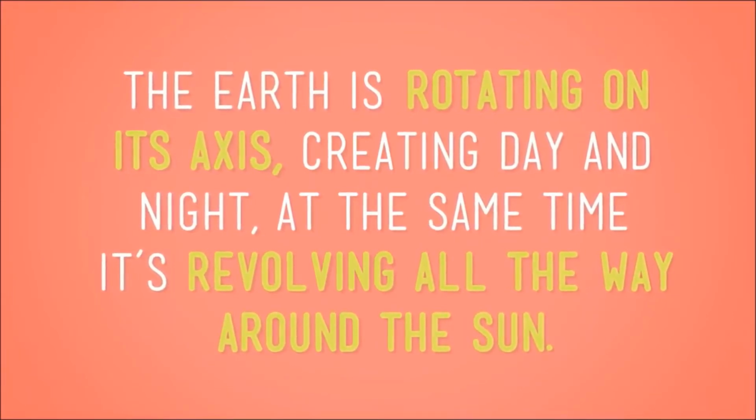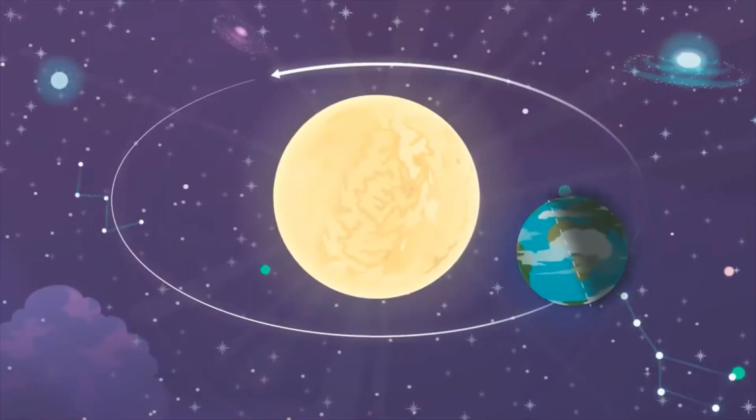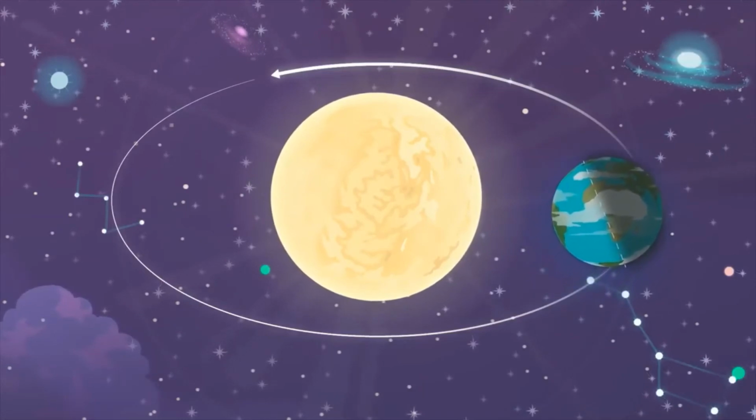Now here's the thing. As the Earth is both rotating and revolving, it's not sitting straight up and down. Its axis is actually tilted, just a little. It's not all that much, but this tilt causes one part of the Earth to lean towards the sun, while another part of it is leaning away. This means that different parts of our planet's surface get different amounts of sunlight and heat.